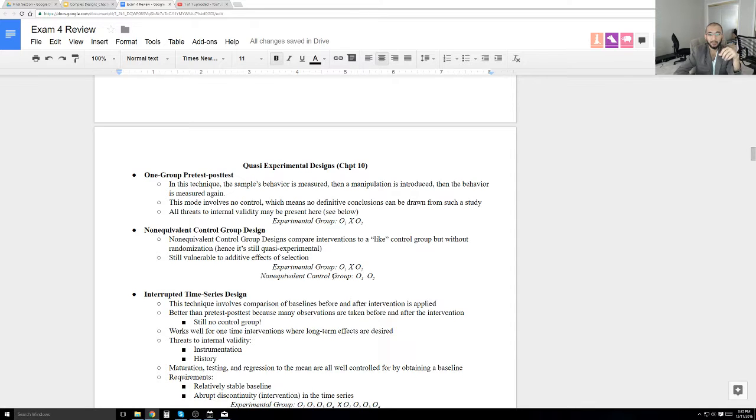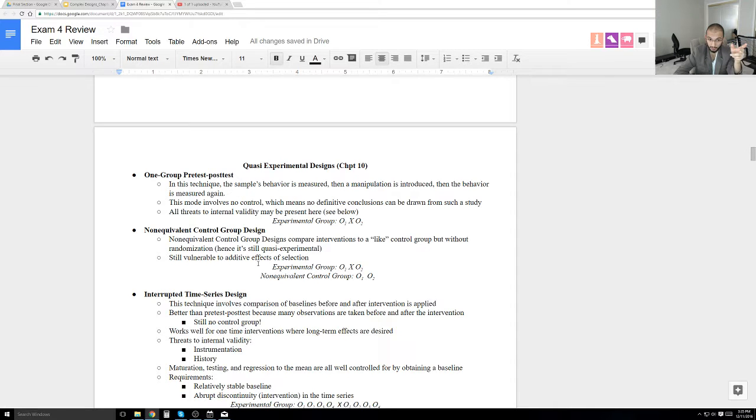And if you look at this little representation I have down here in italics, one measurement, one intervention, one measurement again. That's all. No control group, no baseline over time, no measurements over time, nothing. Not very good. Let's improve upon that.